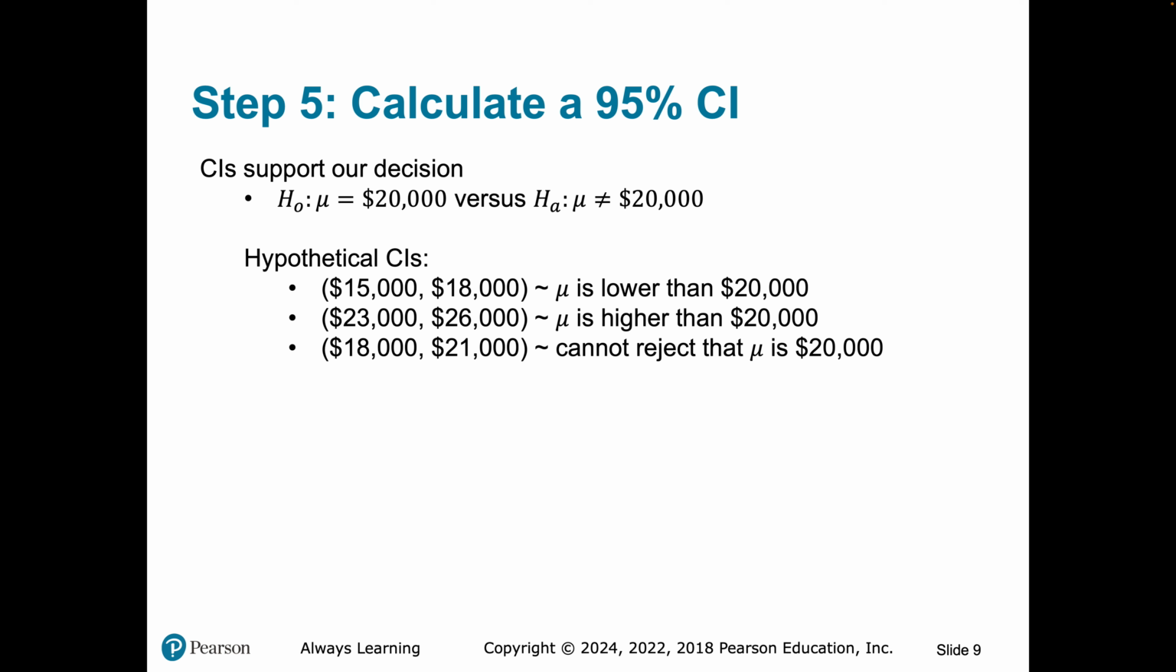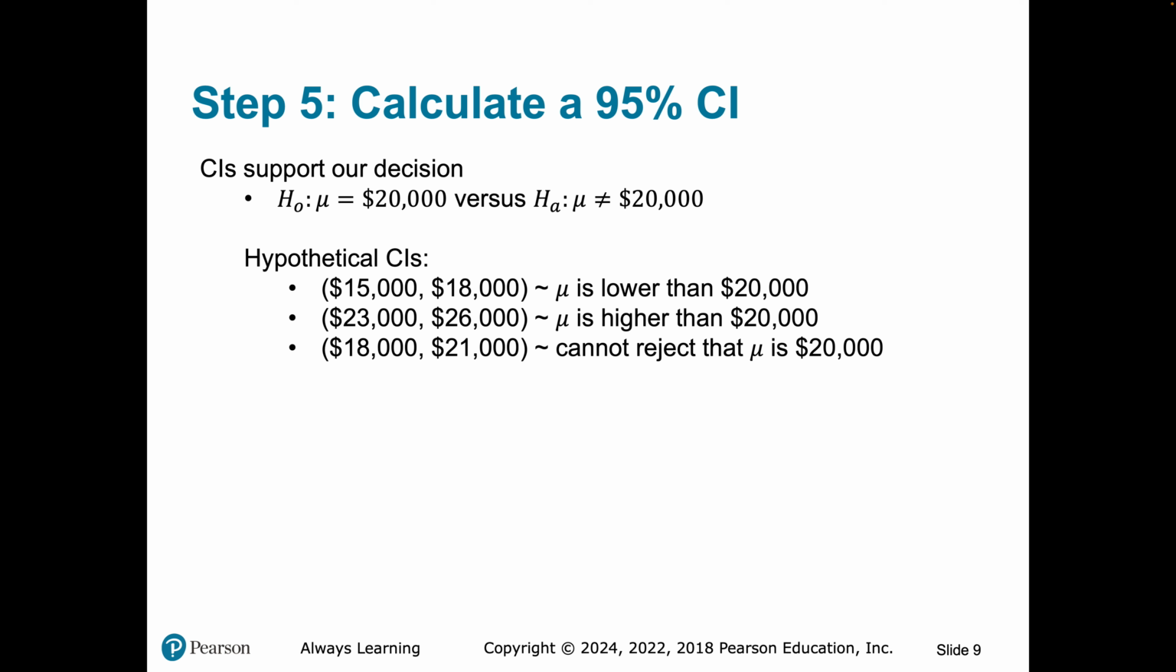Now, if our confidence interval contains the hypothesized value, and in this case, again, it's $20,000, so the hypothetical confidence interval from 18,000 to 21,000, notice that 20,000 is contained in that confidence interval, so therefore we cannot reject that the mean hospital stay in this region for the delivery of a baby is $20,000. In that case, our test would not be statistically significant.